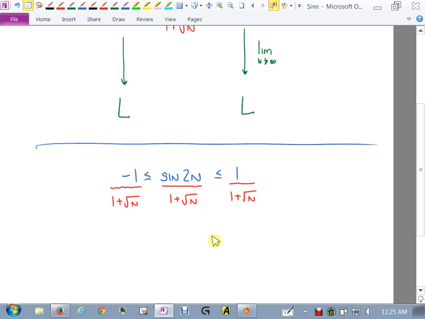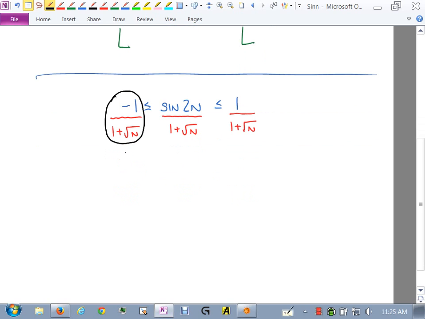Now, is that enough? What happens to this as n goes to infinity? It goes to what? Fixed over infinity goes to 0. This over here, same thing, 0, which forces this to go to 0. It has to be between 0 and 0, right? The only number between 0 and 0 is itself.